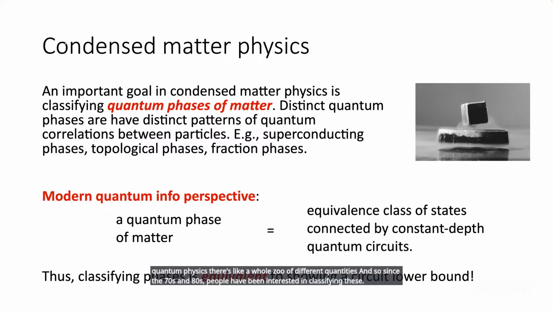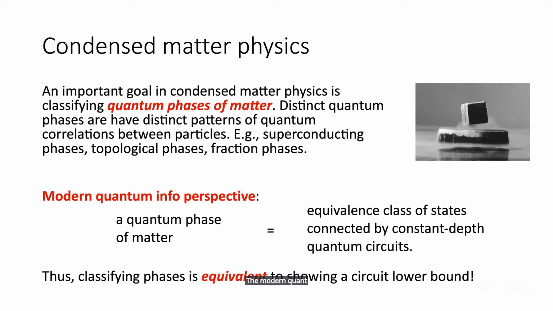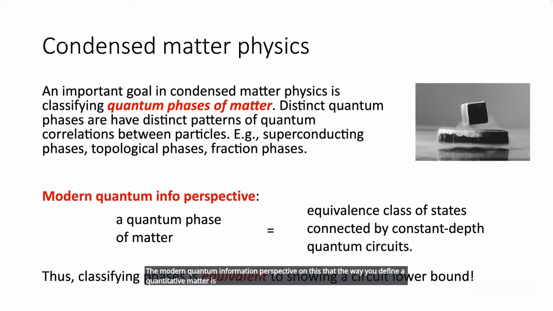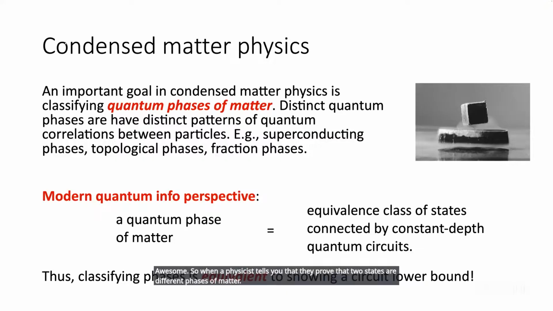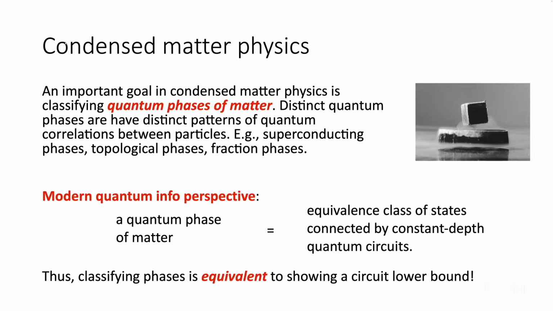The modern quantum information perspective on this is that the way you define a quantum phase of matter is that it's really an equivalence class of states connected by constant depth quantum circuits. So when a physicist tells you that they've proved that two states are in different phases of matter, what they're implicitly saying is that they've proved quantum circuit lower bounds. So this also comes up.